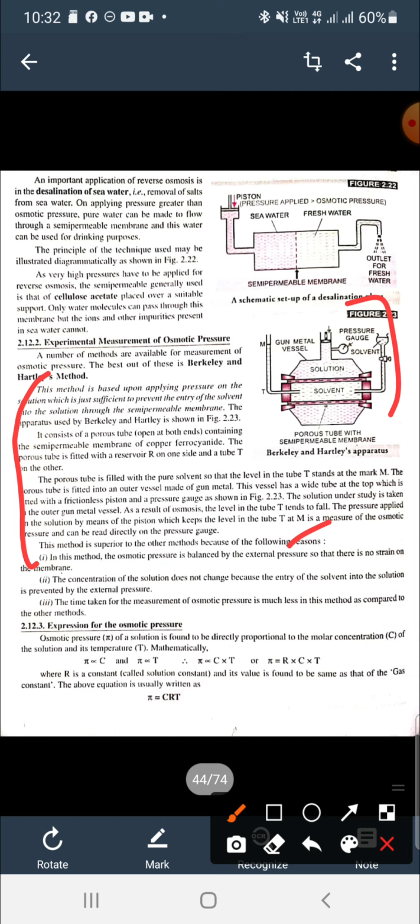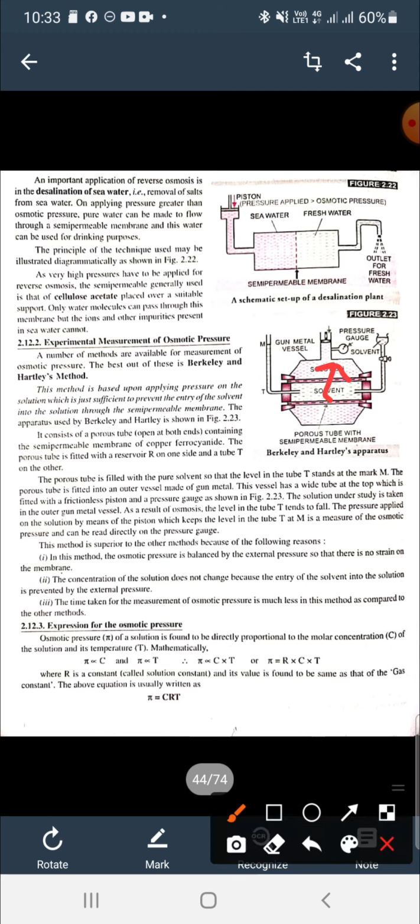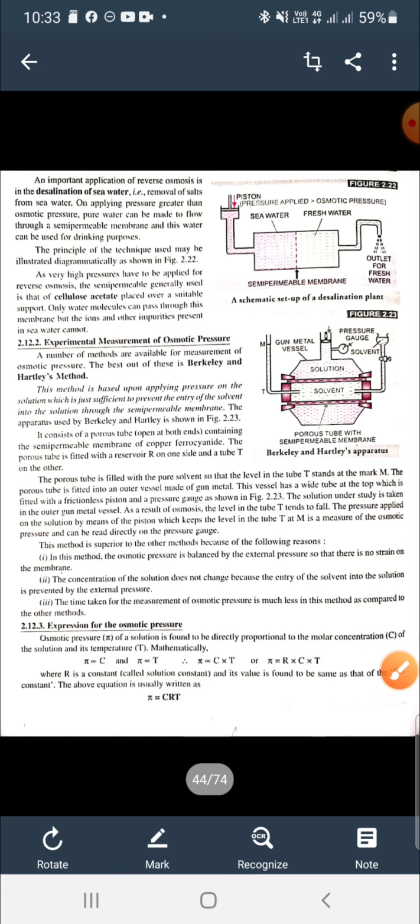There are three reasons. First, osmotic pressure is balanced by external pressure, so there is no strain on the membrane. As solvent molecules start entering the solution, there would be pressure on the semi permeable membrane, but as we increase the pressure on the piston, there is no strain on the membrane. Second, there is no change in concentration, because no solvent is added into the solution, so the concentration of the solution does not change.